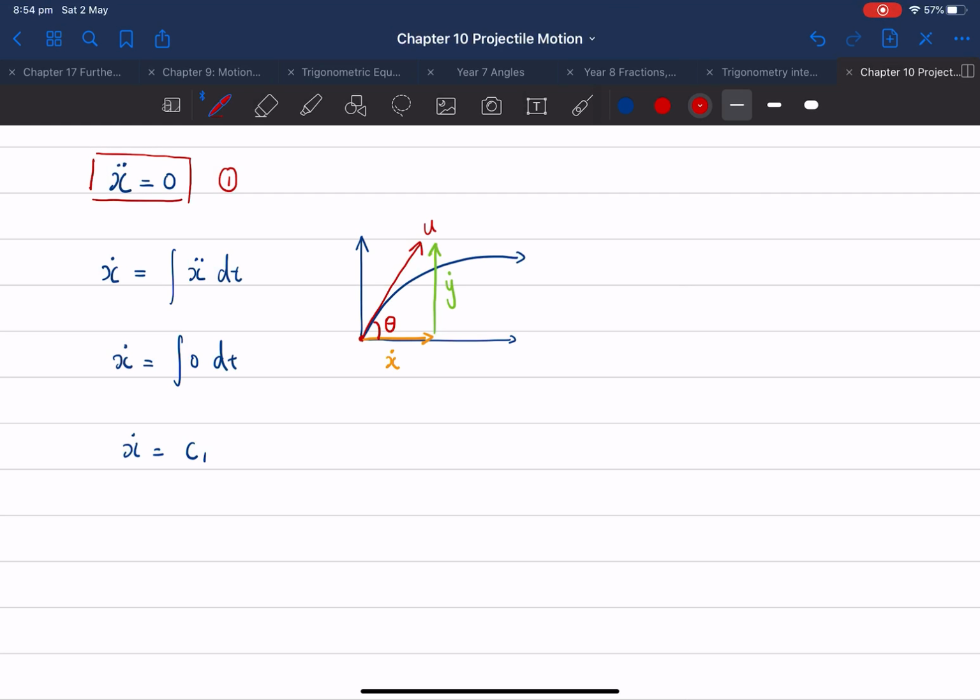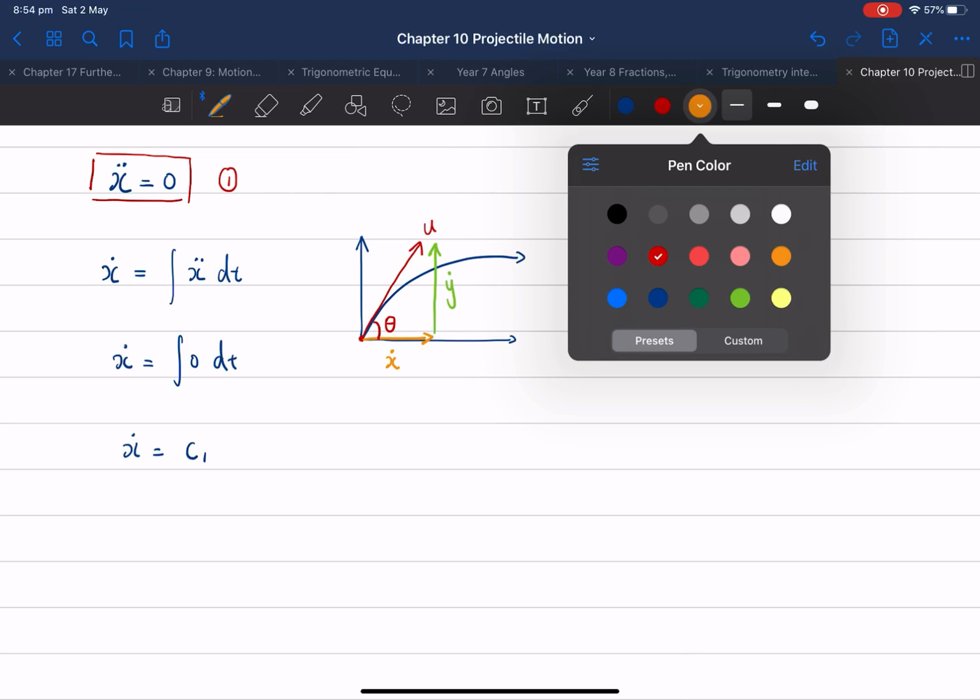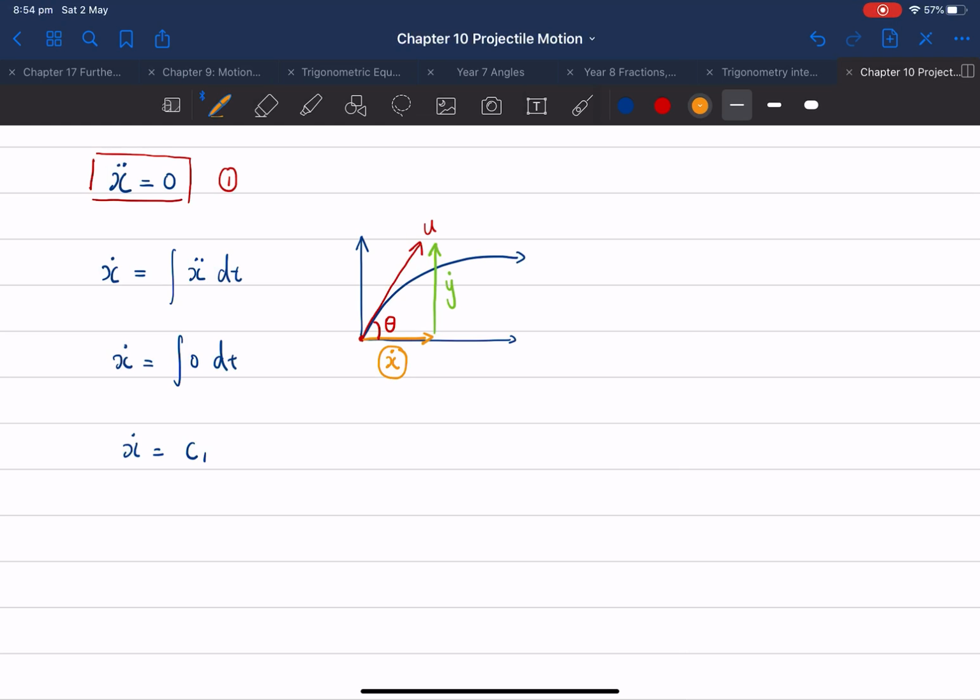So how do we find C1? C1 is the initial horizontal velocity, which is the x dot. So how do we get to the x dot? Well, we're going to use trigonometry. X dot is equal to u cos theta. We can use trigonometry to work out what the x dot is, which is quite easy. And that's C1, because C1, remember, is the initial horizontal velocity here.